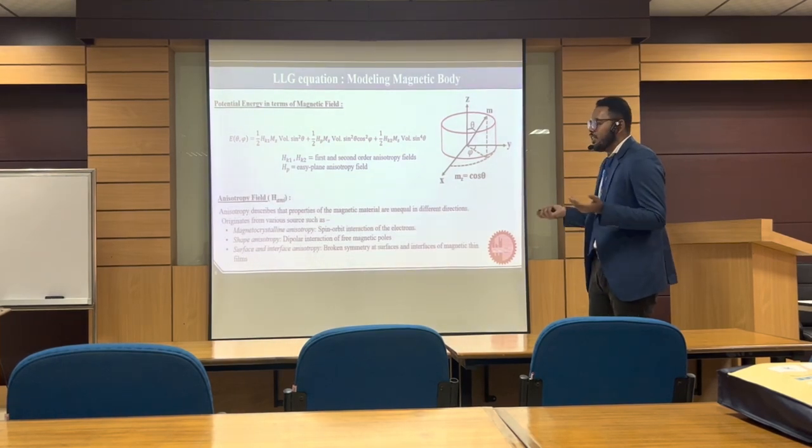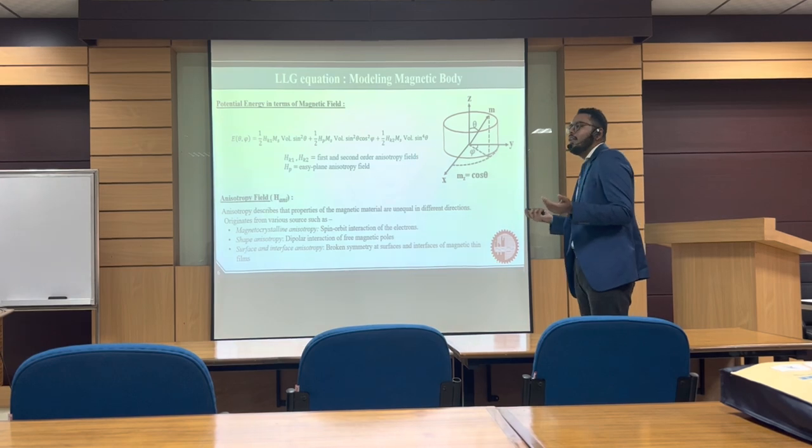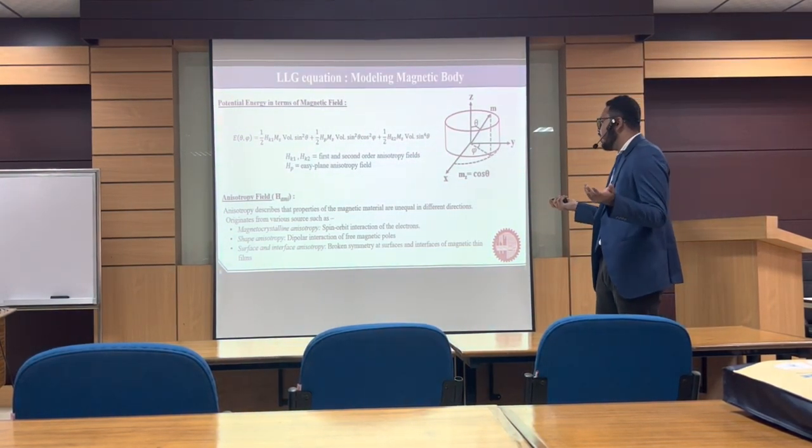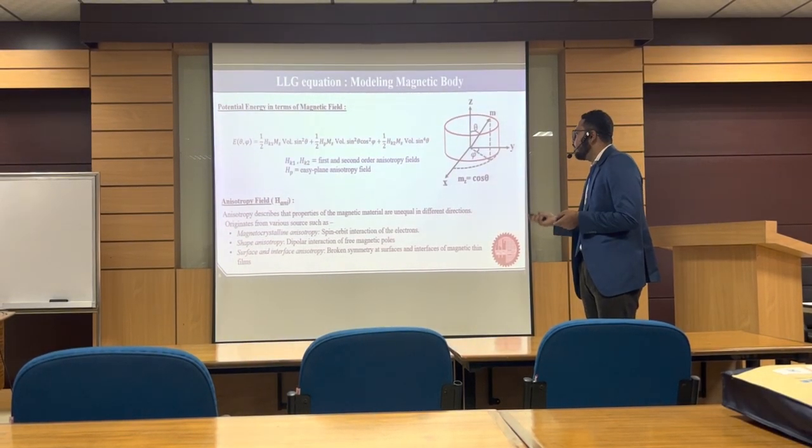Now, what is actual anisotropy? Anisotropy describes that properties of a magnet are unequal in different directions, and it originates from various sources such as magnetic crystal anisotropy, shape anisotropy, and surface and interface anisotropy.